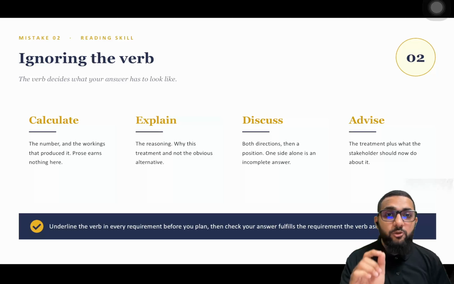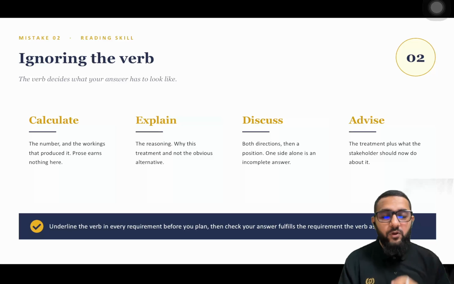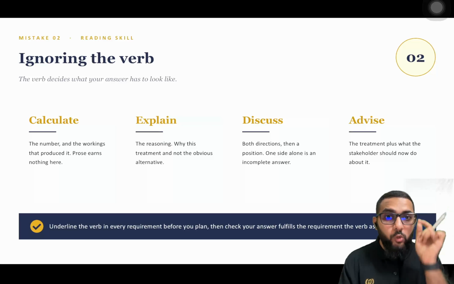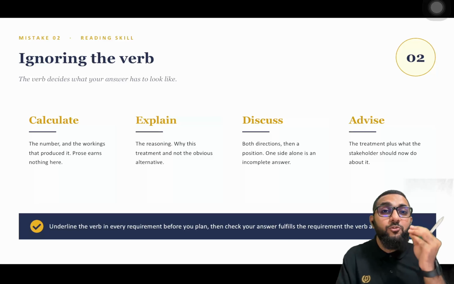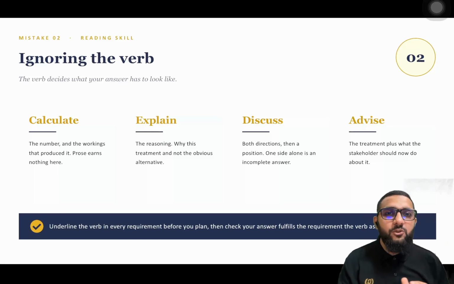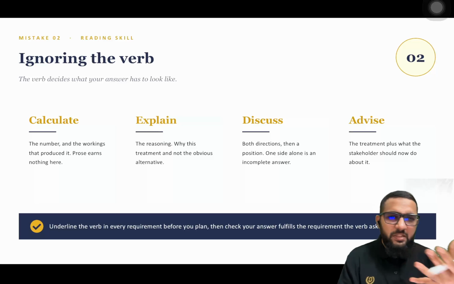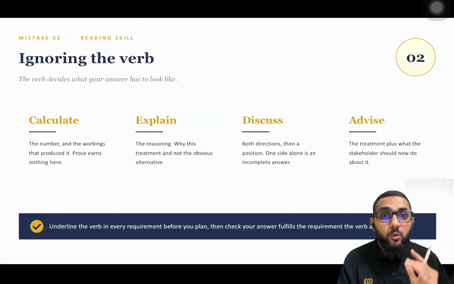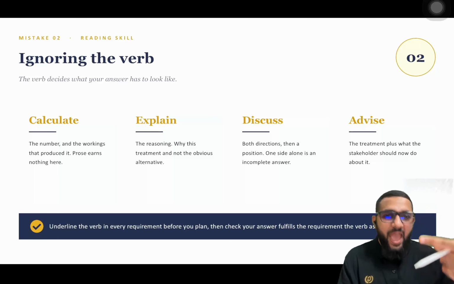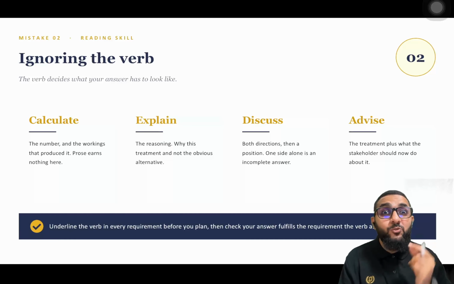So when you read the question, underline the verb. That's the first thing that you do. Underline the verb so that you understand what you need to do. And while you are writing your answer, maybe in the middle of the answer, go back once to the requirement, reread the verb, and relook at whether you are fulfilling what the verb wants you to fulfill.